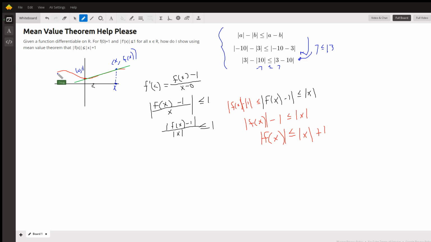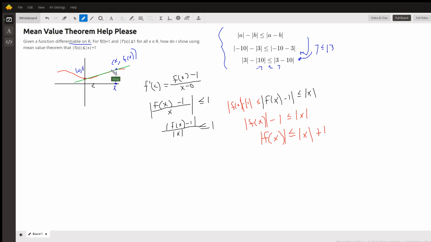So here's an application of the mean value theorem, or here's a graph of what's happening. Here's the point 0, which is on the function. And then let's pick any other point on the number line, because we're differentiable on the entire interval of real numbers. So if we pick any x, then this point on the graph is f of x.